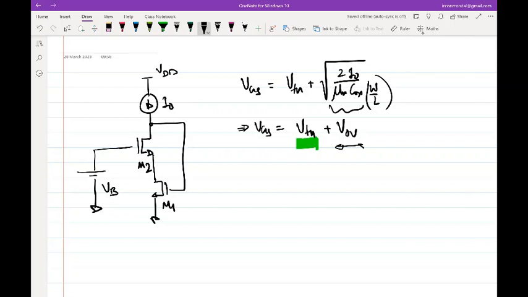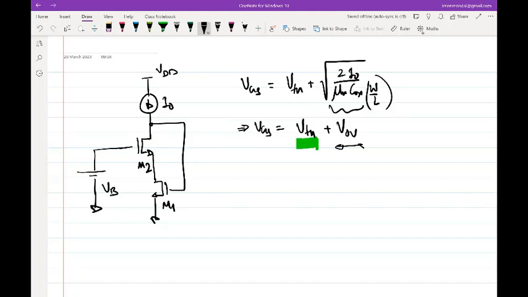Also, one might argue that the I0 is also a design variable. Yes, it is a design variable. However, in a constant current bias, you are essentially starting off with the assumption that I0 is given, and that is fixed.